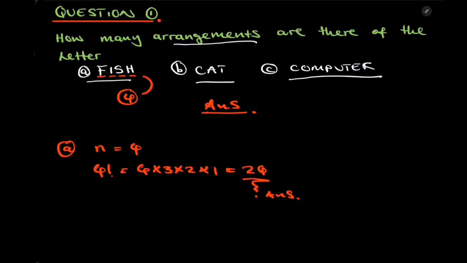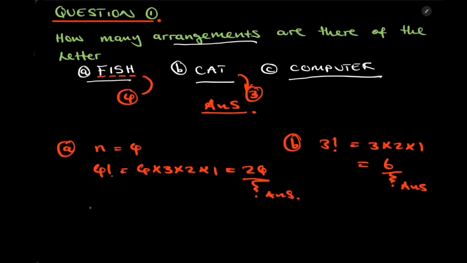Okay. For CAT, it has a total number of 3 letters. And that will be 3 factorial, which is equal to 3 times 2 times 1. And that will be equal to 6, as the total number of arrangements that can be made from the letters C, A, T.